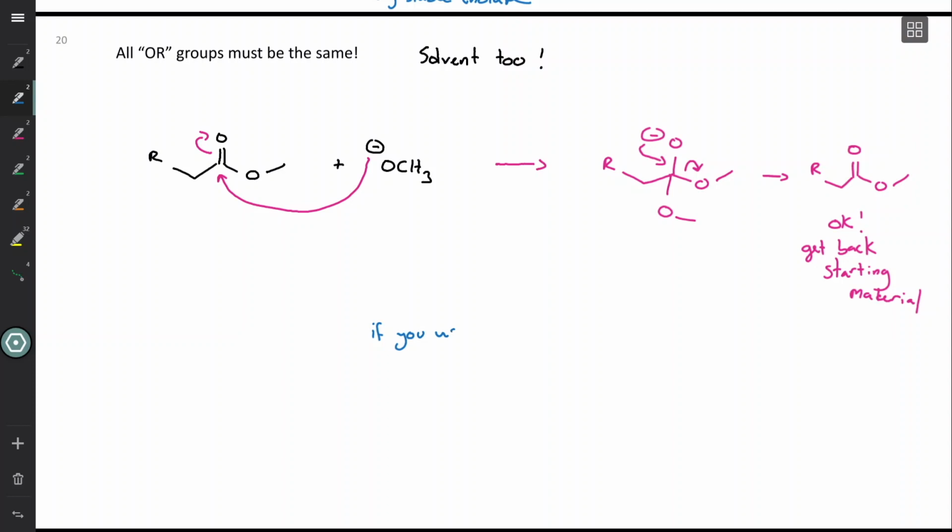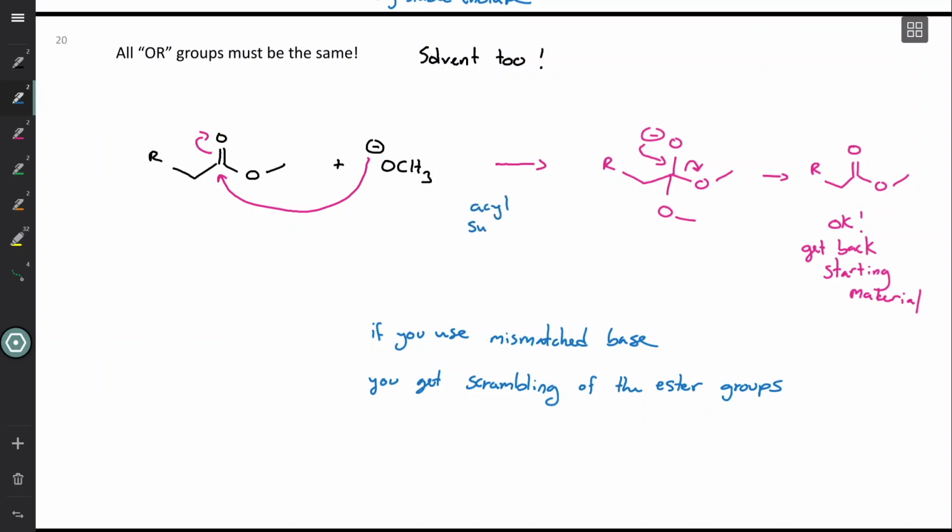If you use a mismatched base, then you get a scrambling of the ester groups. So during the Claisen, acyl substitution does happen. You just have to plan for it and make sure that you're not messing up your product as you do it.